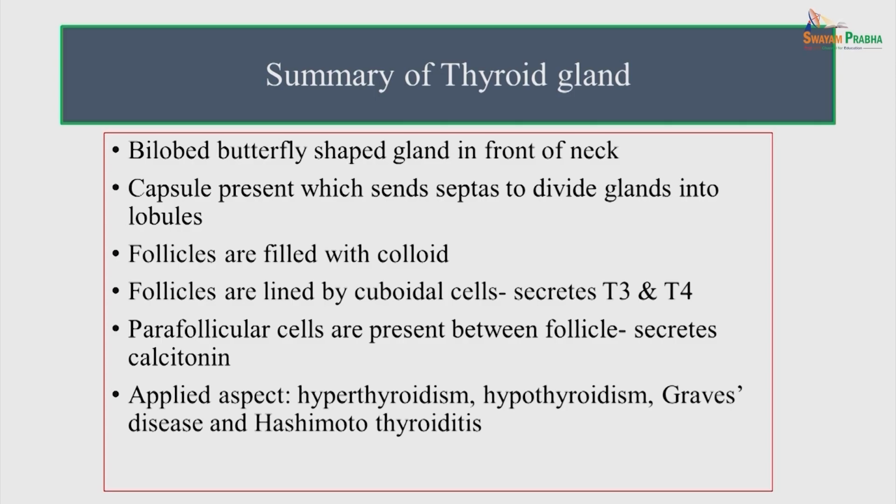Coming to the applied aspect, excessive secretion of thyroid hormones leads to a condition called hyperthyroidism. Deficient secretion leads to hypothyroidism. Graves' disease and Hashimoto's are autoimmune disorders.